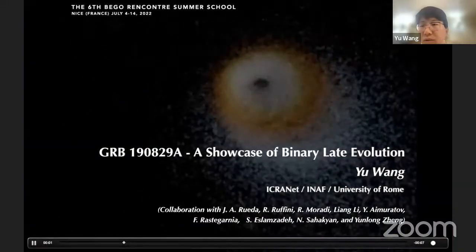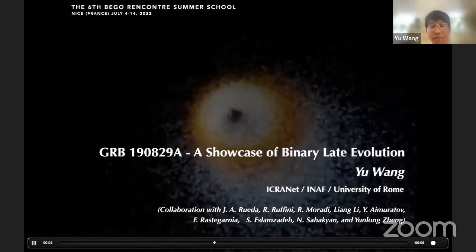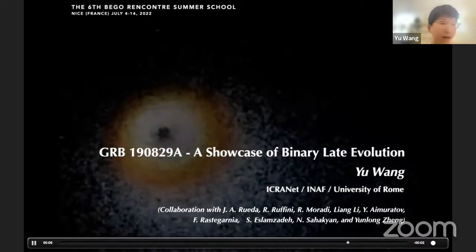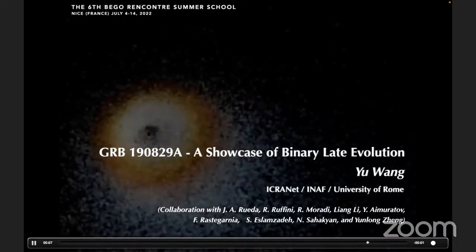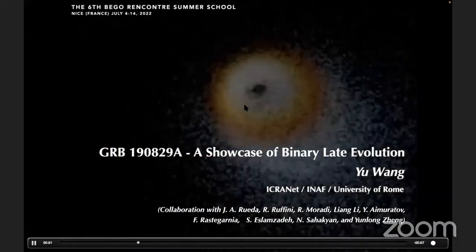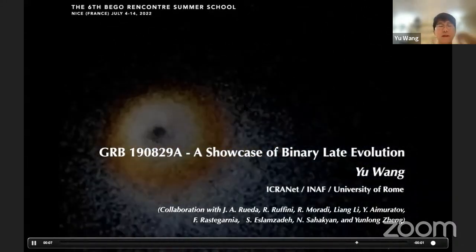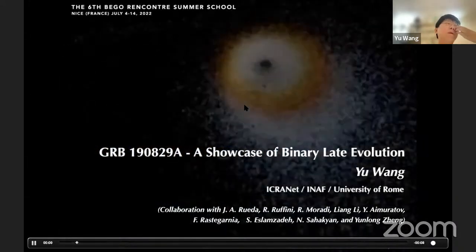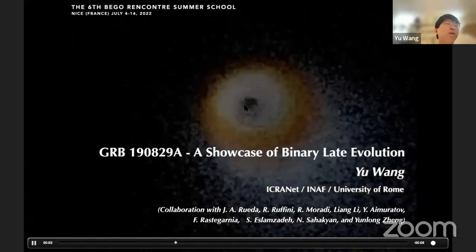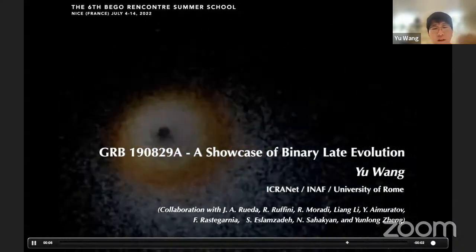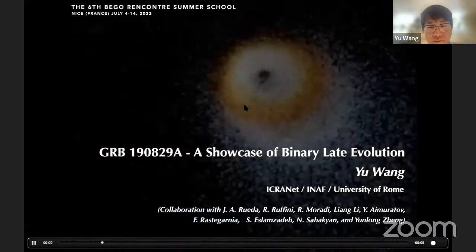So I'm going to give a talk on GRB 190829A, a showcase of binary-related evolution. So we have the BDHM model, and the BDHM model has a lot of subclasses, and this is one of the subclasses.